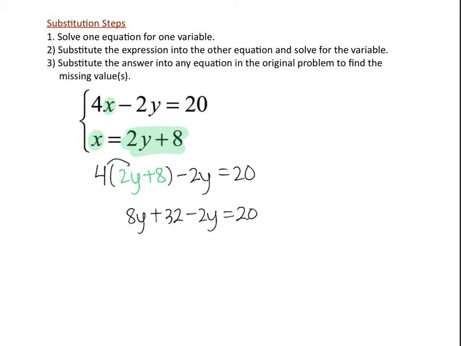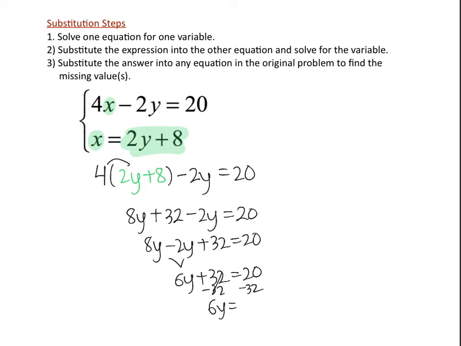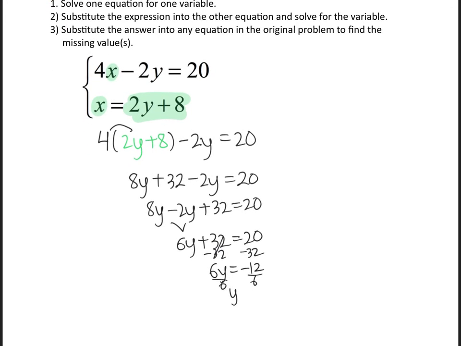Solving this equation, I need to combine my like terms. I'm going to go ahead and rearrange everything to put my y's together. So I have an 8y minus 2y plus 32 is equal to 20. And 8y minus 2y is 6y, plus 32 is equal to 20. Subtract 32 from both sides. So my 6y is equal to negative 12, divided by 6. My y is equal to negative 2.